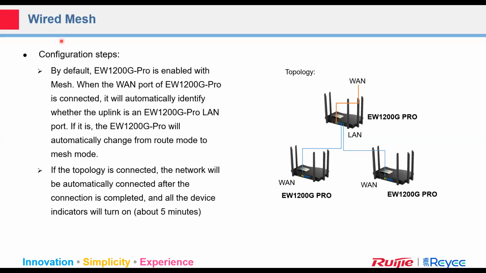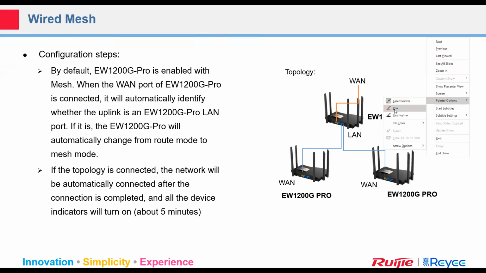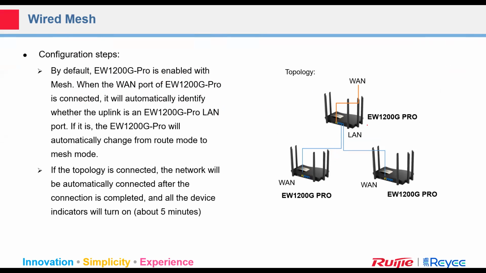So here, this is how we configure mesh. In this case, how do we configure wired mesh? Here you can see that by default, the EW1200G Pro is enabled with mesh. So when the WAN is connected, these are the things that we require to create a mesh.